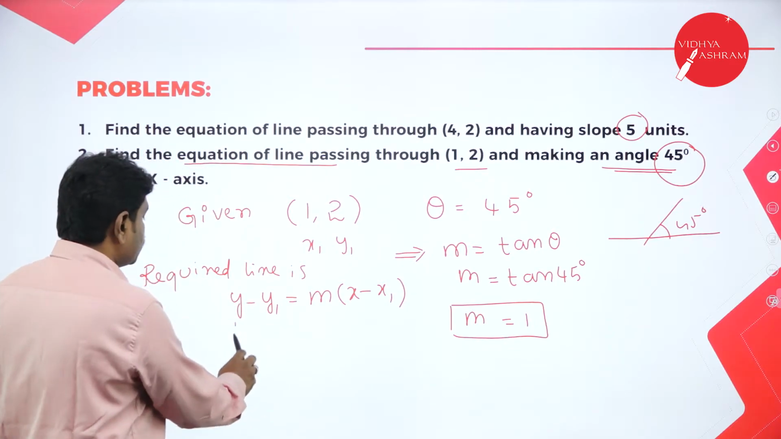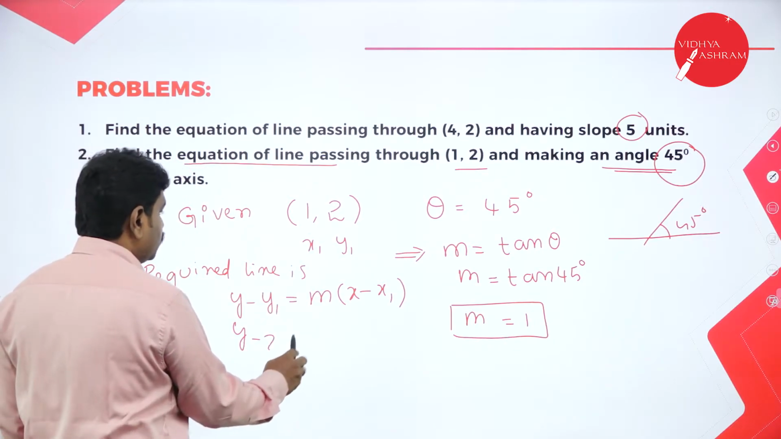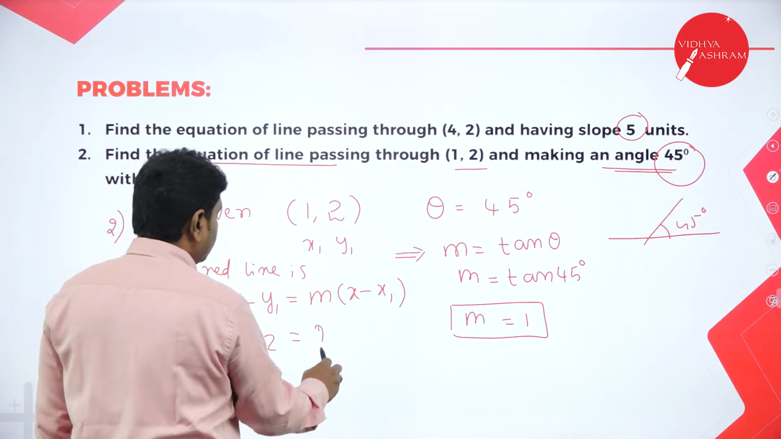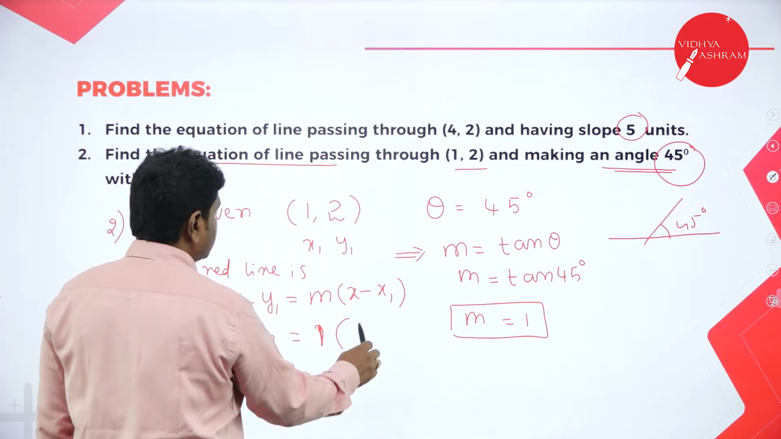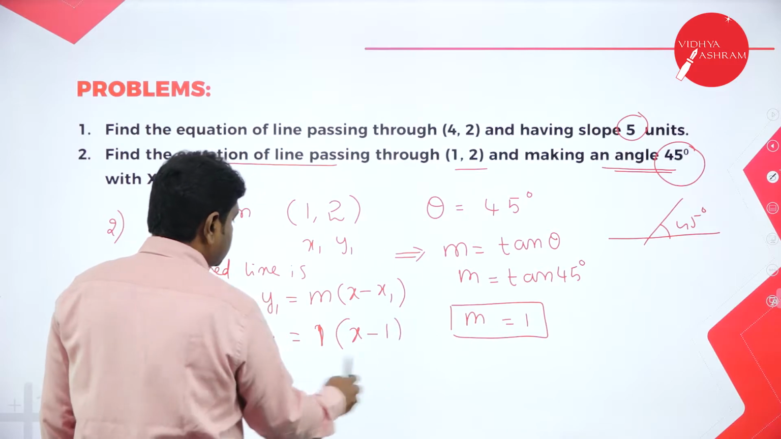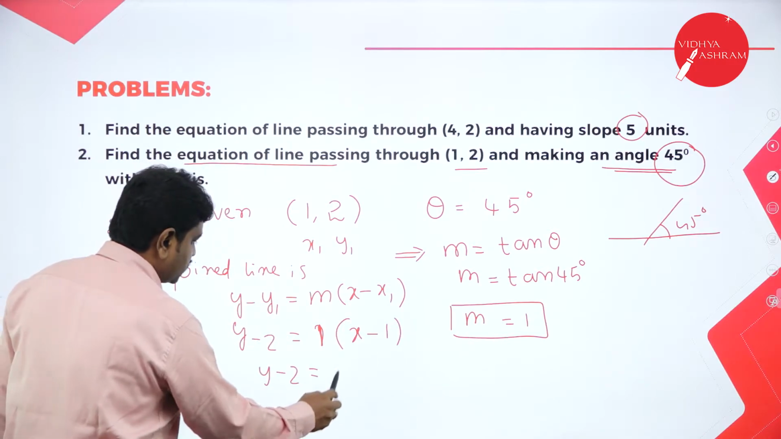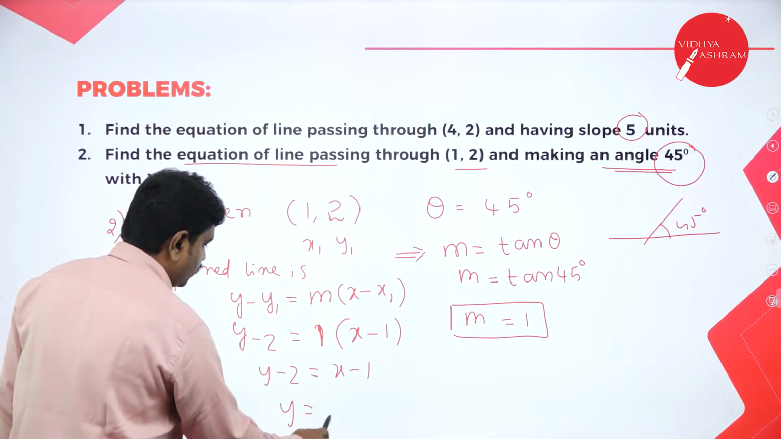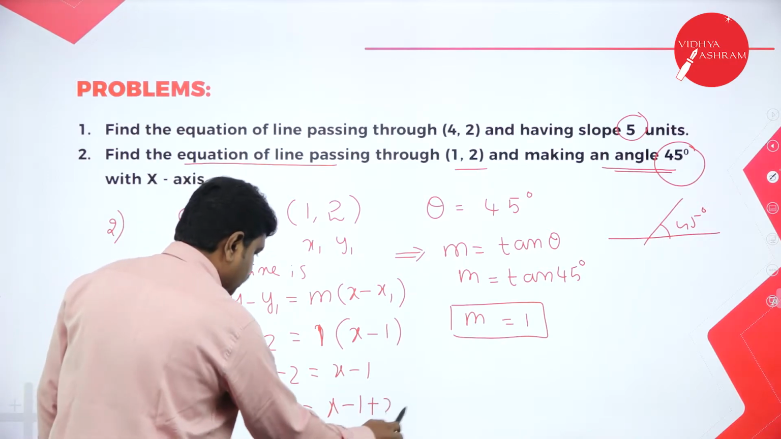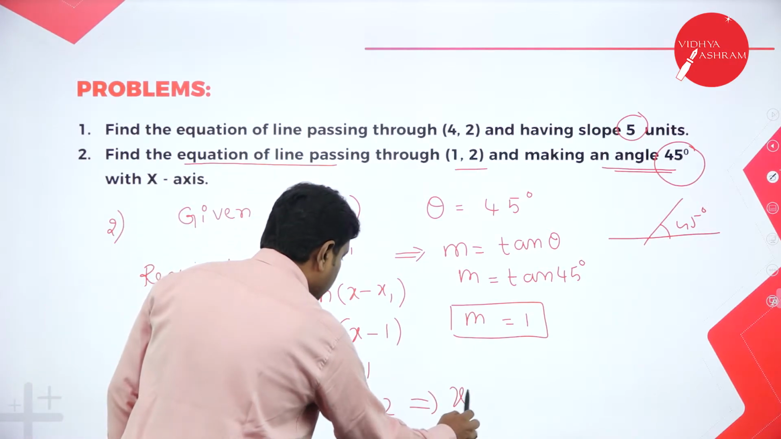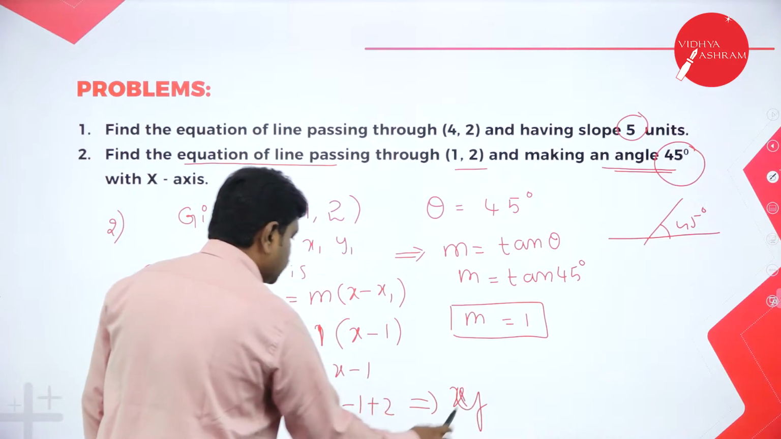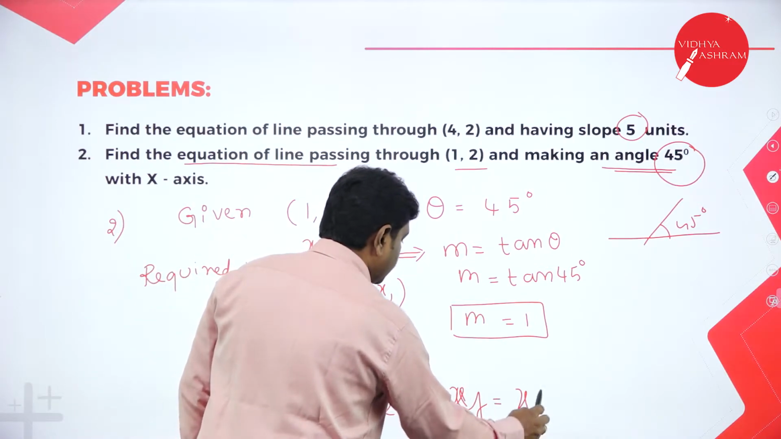So y minus what is y1? 2 is equal to m. What is m? 1 into x minus x1. What is x1? x1 is 1. Simplify this. Y minus 2 is equal to x minus 1. Y is equal to x minus 1, transfer that side, plus 2. That implies y is equal to x plus 1.